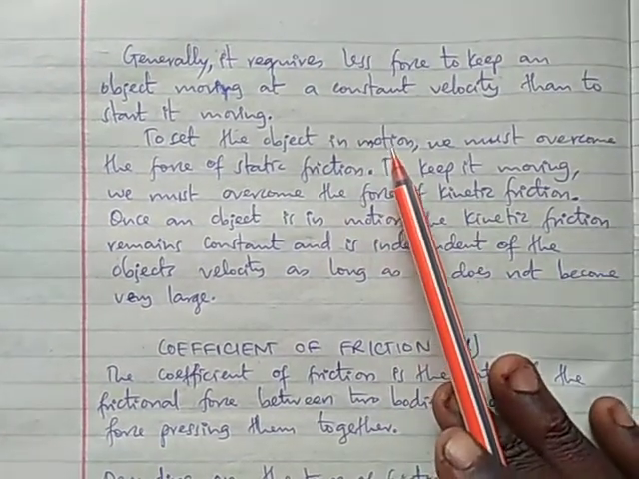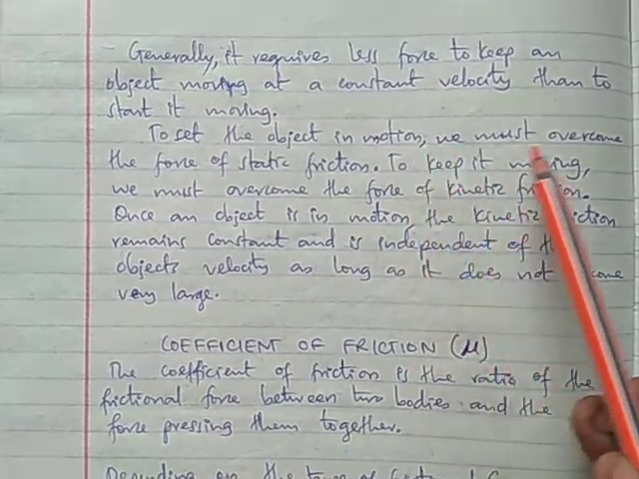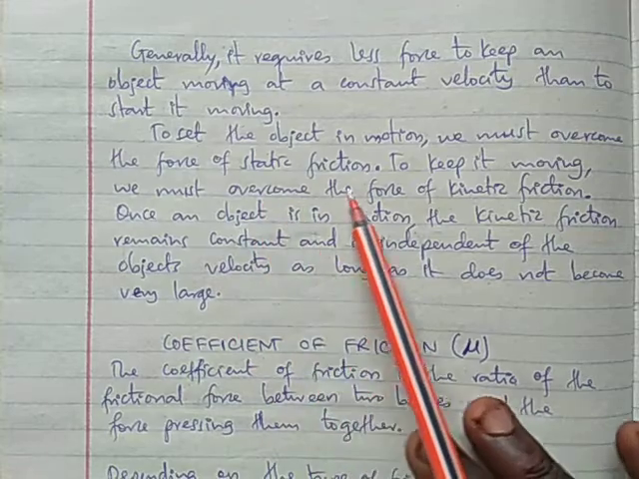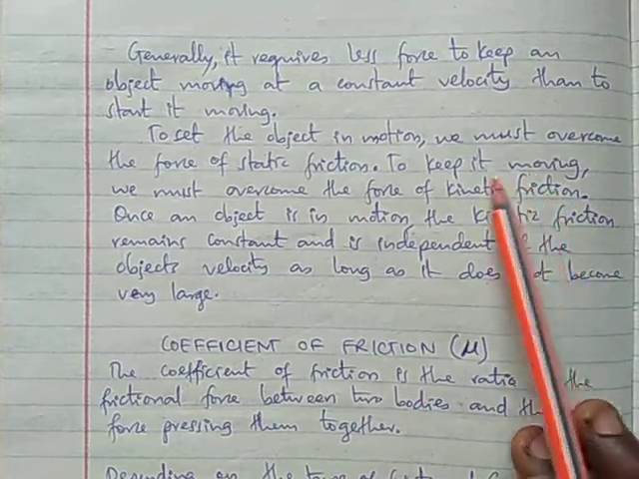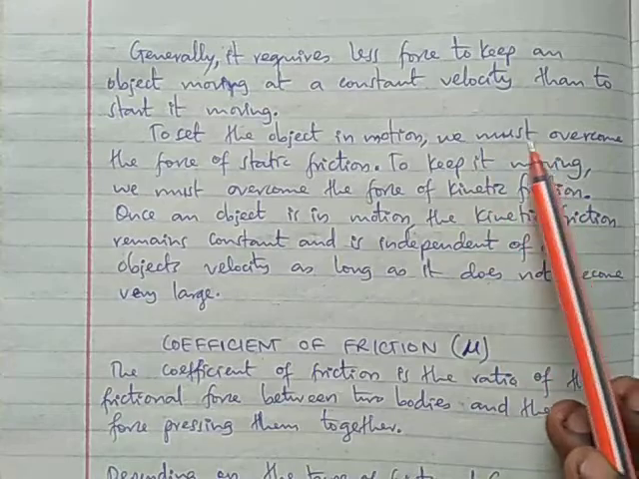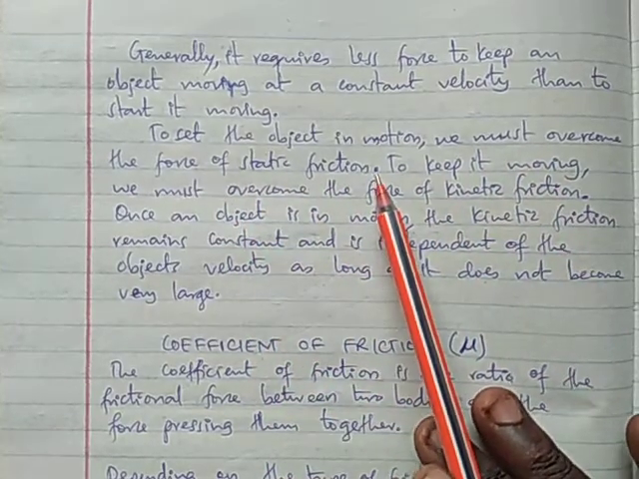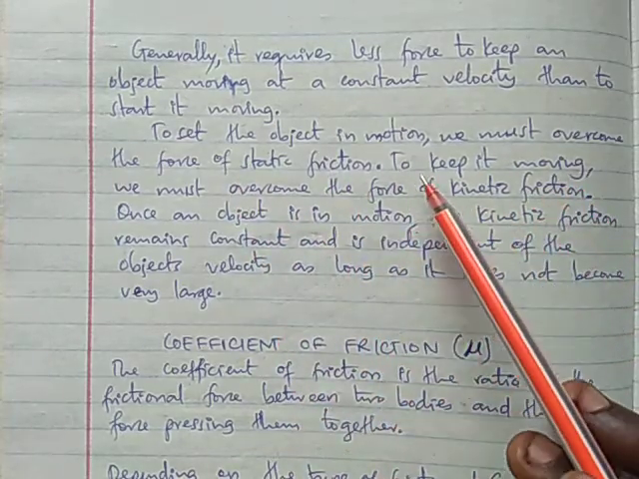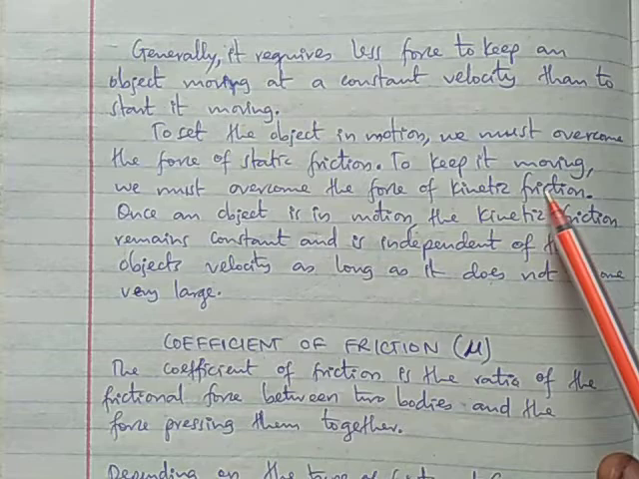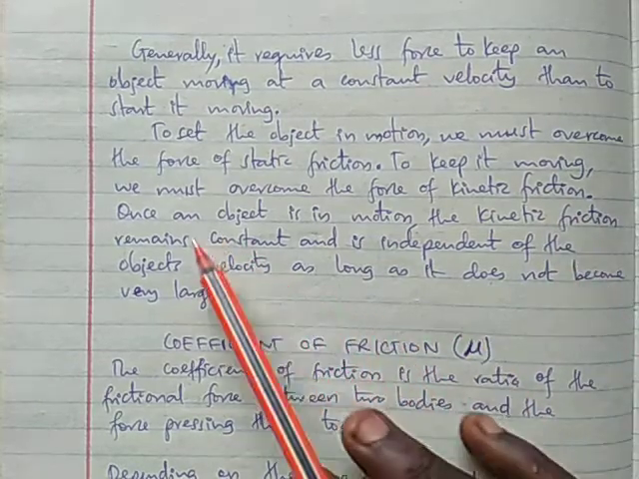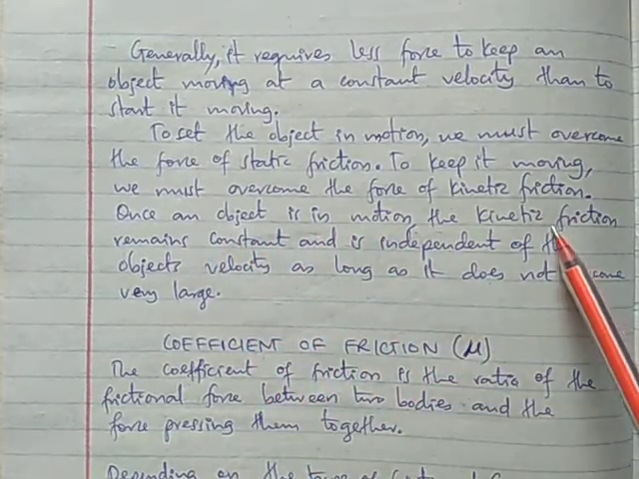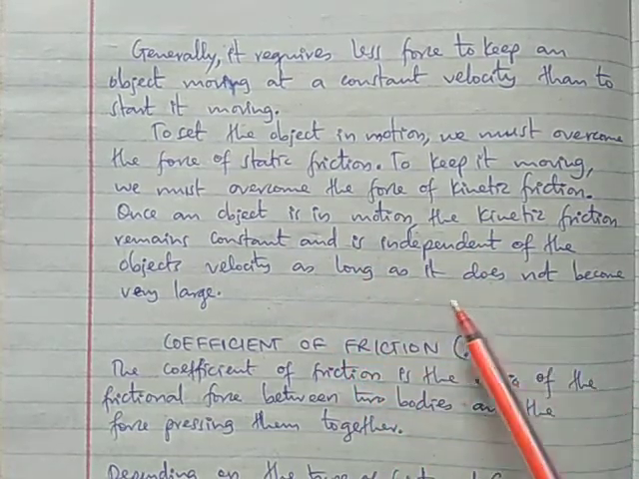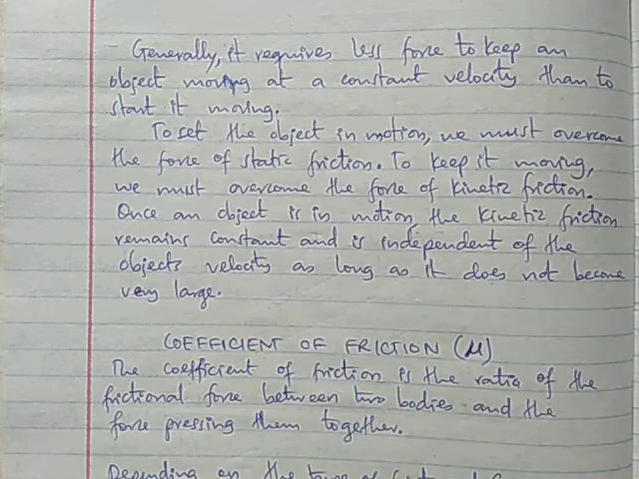So to set the object in motion, we must overcome the force of static friction. To keep it moving, we must overcome the force of kinetic friction. Manake ili kitu kianze kumove, we must overcome static friction ambayo ni kubwa. But to keep it moving, we must overcome the force of kinetic friction ambayo ni ndogo. So once an object is in motion, the kinetic friction remains constant as independent of the object's velocity as long as it does not become very large.